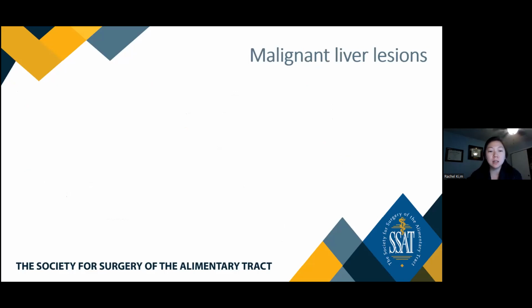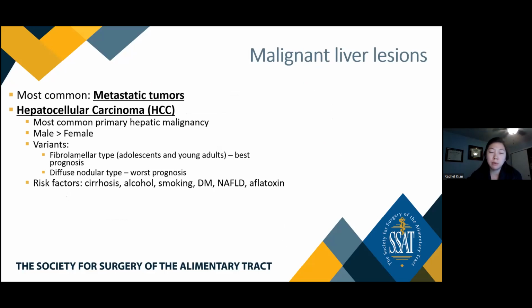And then in terms of malignant liver lesions, remember that the most common malignant liver lesion is not a primary liver tumor, but actually a metastatic tumor. But in terms of primary liver tumors, there's hepatocellular carcinoma, or HCC. That's the most common primary hepatic malignancy. There are different variants, with the fibrolamellar variant, which you can see in younger populations, having the best prognosis. Anything that puts the liver parenchyma in a constant or chronic inflammatory state can be a risk factor, including cirrhosis, alcohol, smoking, diabetes, etc.